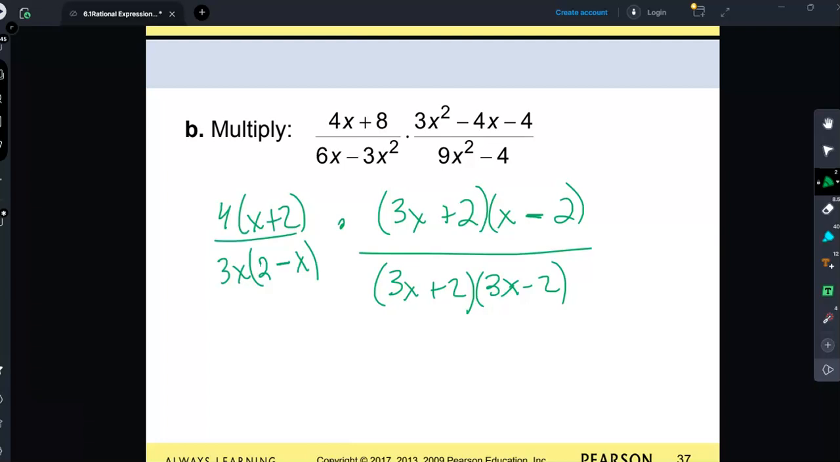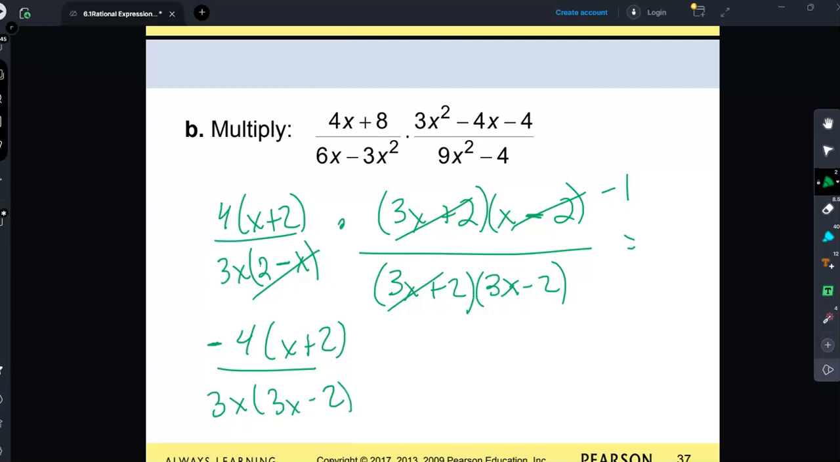Okay, so what can we cancel out here? We have the 3x plus 2's. Here we have negative x plus 2, or x minus 2, and 2 minus x. These are additive inverses. Cancel those out, make that -1. Okay, so now we can multiply across. So we just have 4 times x plus 2, right? Oops, and that's negative, right? Because we have that -1 there. And then we have 3x times the group 3x minus 2.